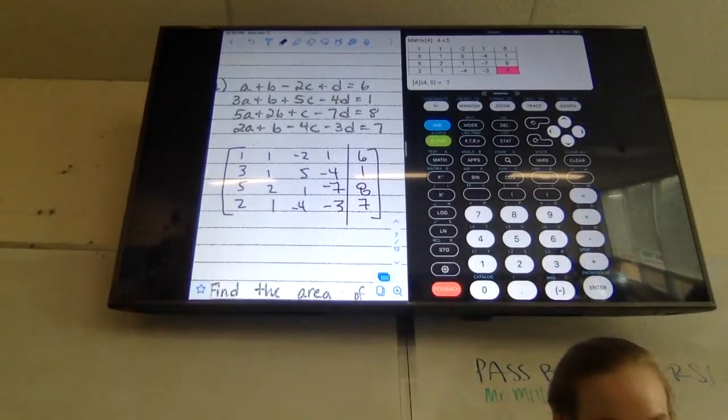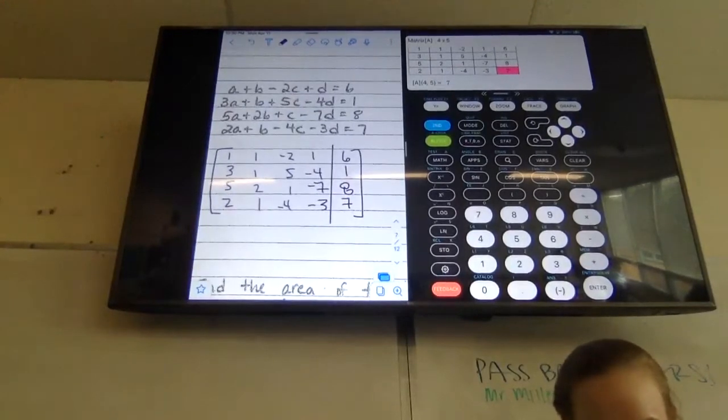Again, double, triple, quadruple check your work. Make sure you're plugging the right things in. Make sure you have the negatives in the right spot. I cannot stress that enough.